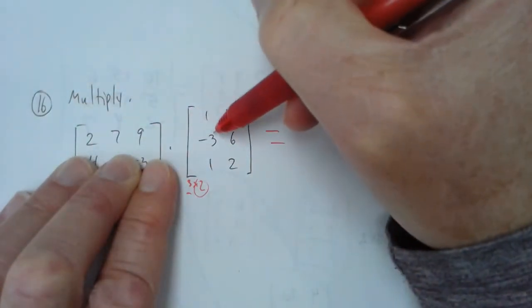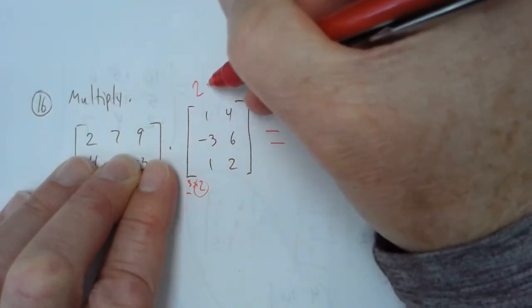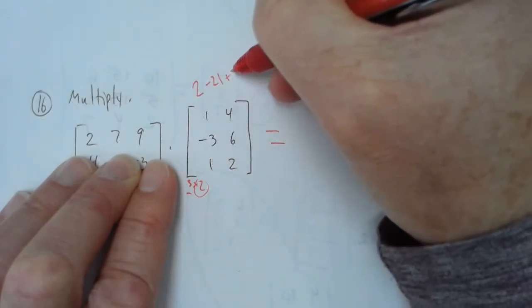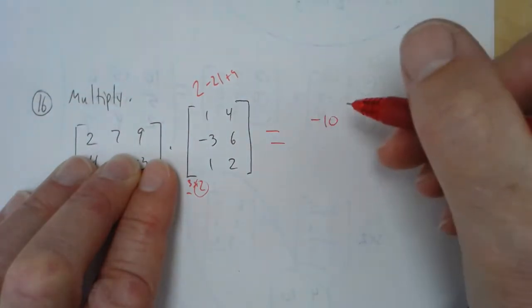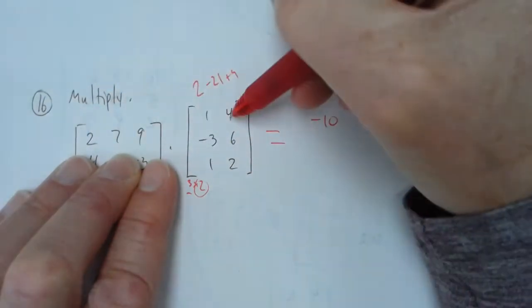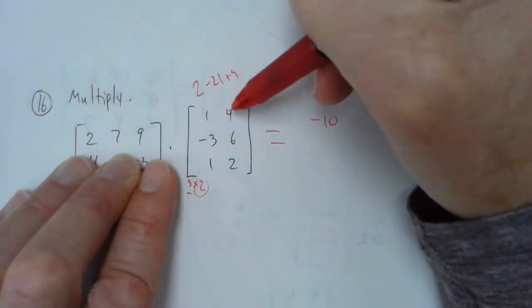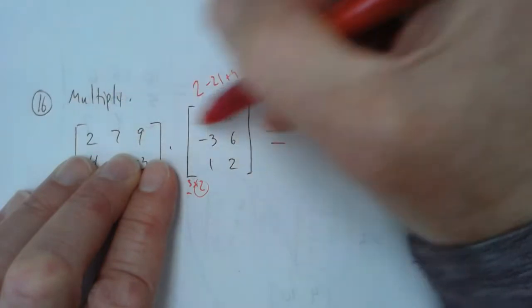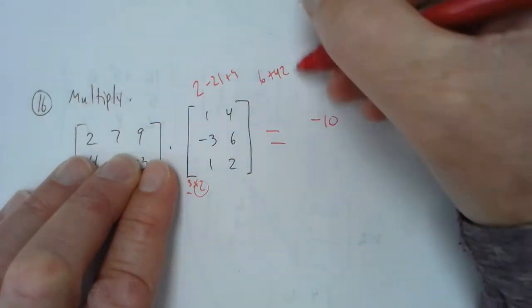So it'd be 2, negative 21, and 9. So it's going to be negative 10. Now we're going to do row by column. We're moving over here, row by column. So it's going to be 6, 42, and 18.